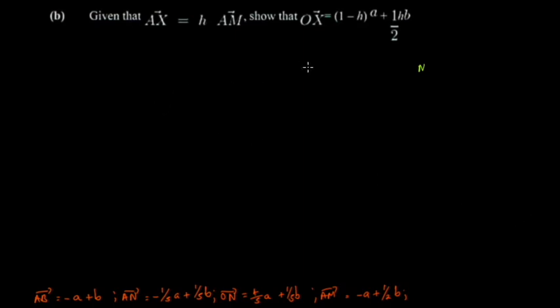The next part now is you're told, so I actually want us to rub this one as well because we don't need it. So the next part, you're actually told that it's given AX is equal to h AM. Okay, so now you're given AX is equal to h AM. So already you have AM here, so you want to express OX in terms of this. Okay, so you have AM here. What we're going to do is we're going to substitute AM.